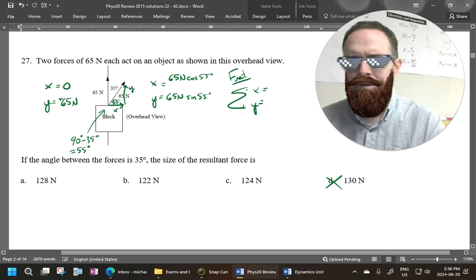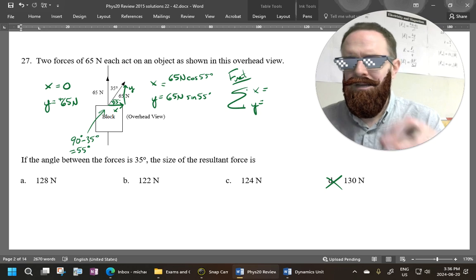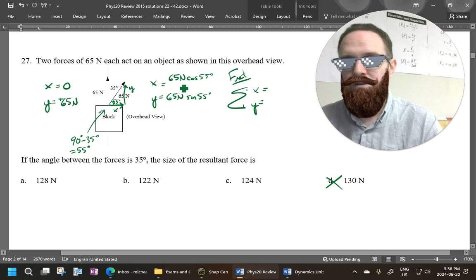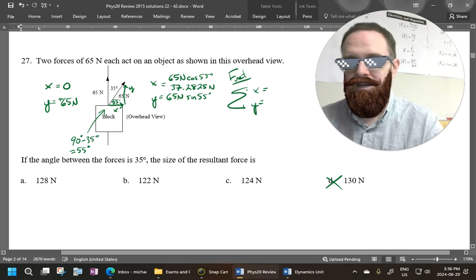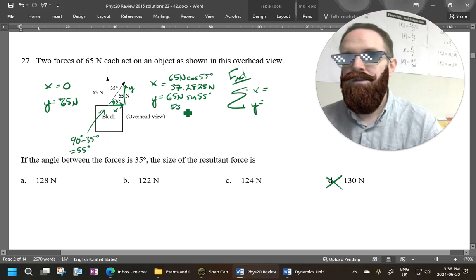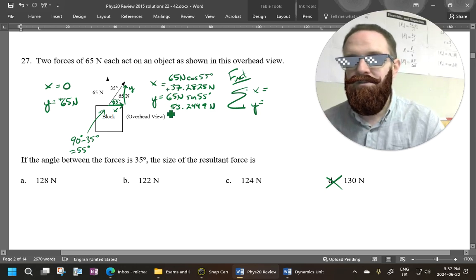Remember, when you do these ones, if your angle is less than 90 but it's not in the first quadrant, you have to remember, is it supposed to be positive or negative? Because your calculator is always going to spit out a positive answer. So when I do the cos 55 here, I get 37.28. I'm going to put a couple more decimal places here, just so I have good sig digs. All right. And then 65 sine 55, I get 53.2449. Okay. So now looking at this, they're both in the first quadrant, so these are both positive.